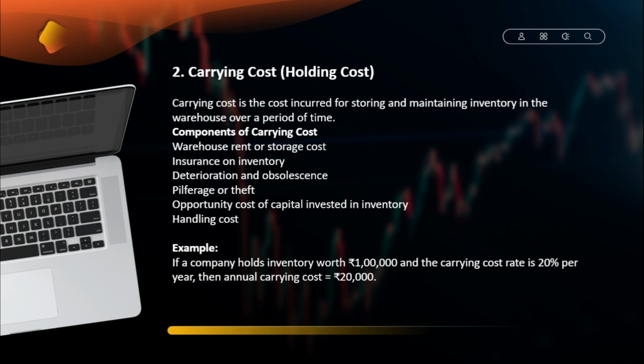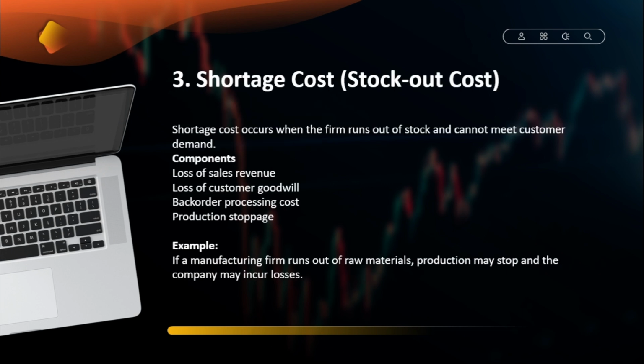Let us take an example. If a company holds inventory worth 1 lakh and the carrying cost rate is 20% per year, it means the annual carrying cost will be 20,000. How is 20,000 calculated? If we multiply 1 lakh by 20%, we get the amount, and that amount is called the carrying cost. The cost will be 20,000.